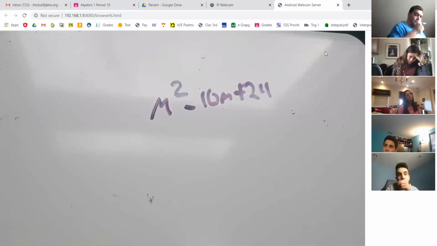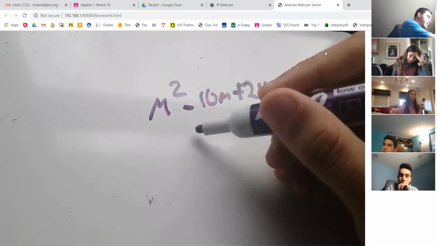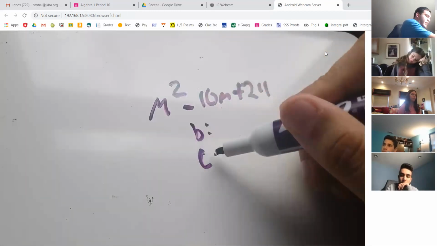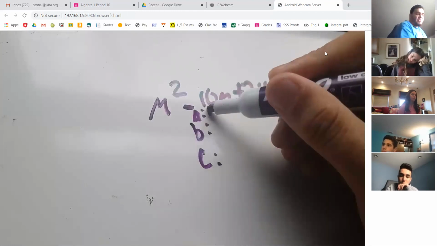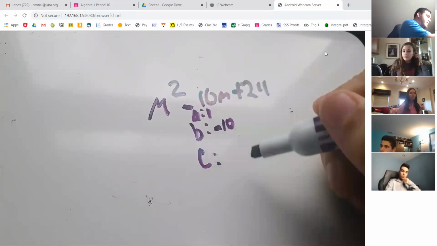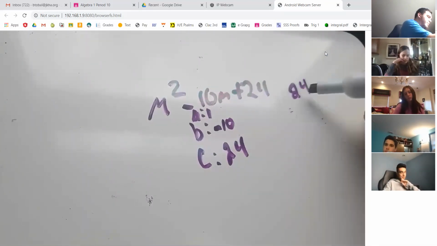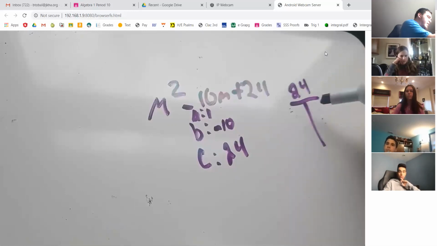So for this one, we're going to identify what my B and C is. You could identify where your A is, but your A is just 1 if you don't see anything in front, so that doesn't change anything. B is going to be negative 10. C is going to be 24. So things that multiply to 24 and add to negative 10, I apologize.